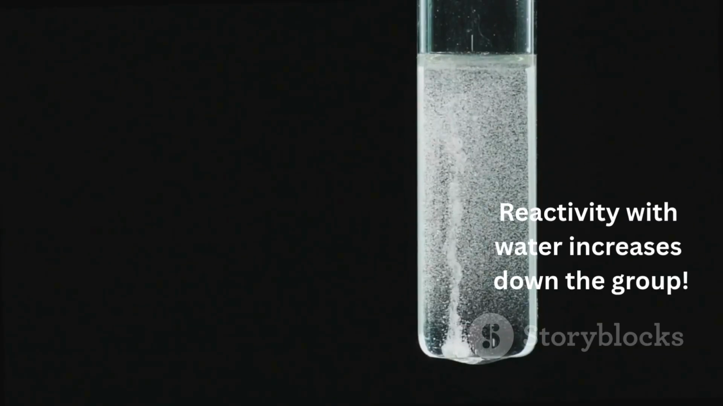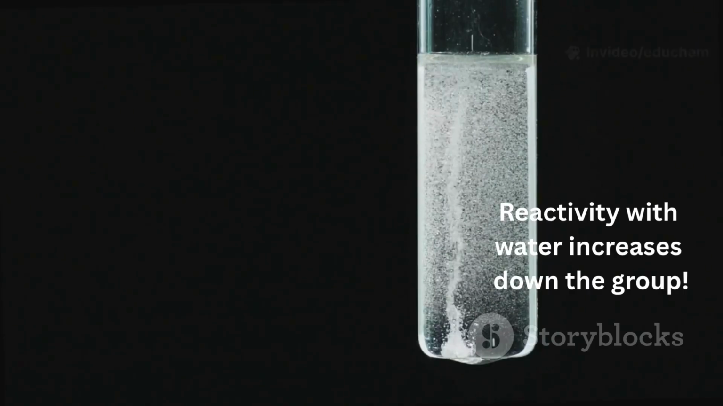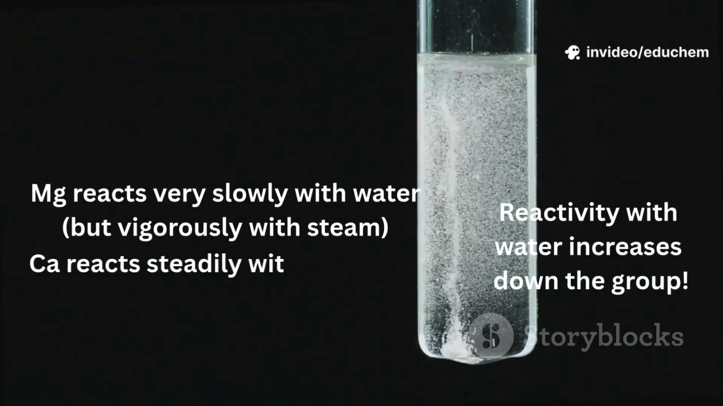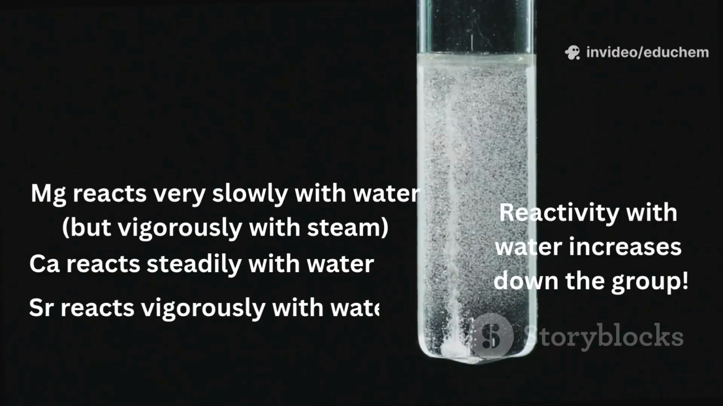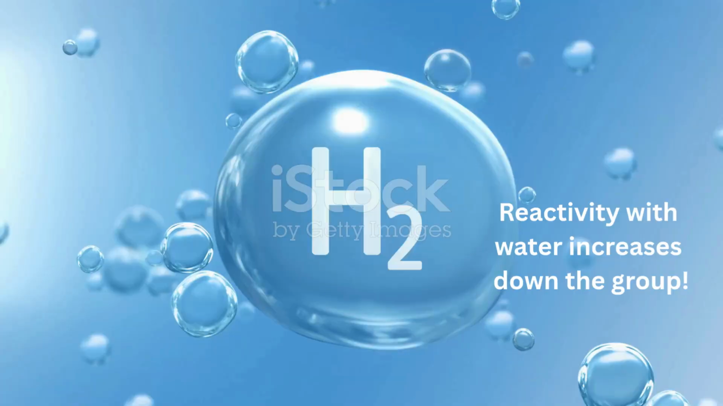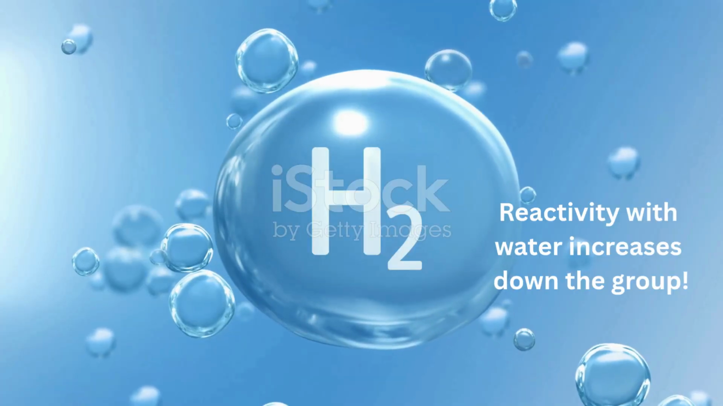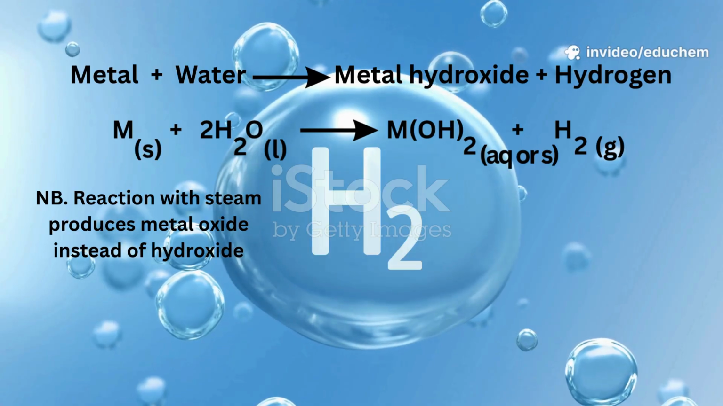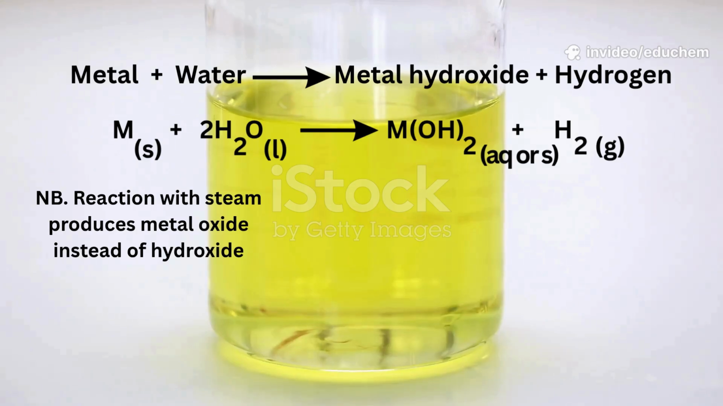With water, reactivity also increases down the group. Magnesium reacts very slowly with cold water, but calcium reacts faster, and strontium and barium react even more vigorously, producing metal hydroxides and hydrogen gas. The general reaction is metal M plus 2H2O to give the metal hydroxide, M(OH)2, and H2 gas.